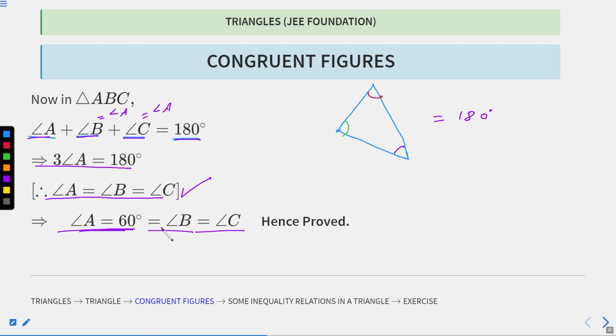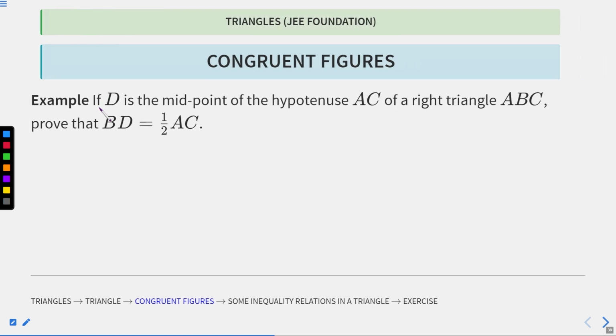Let's move next. Here, D is the midpoint of hypotenuse AC. If you draw a right angle triangle, say this, here is my right angle triangle A, B, C, and D is the midpoint of AC. Here is my D, and from this I can say the length of AD must be equal to the length of DC. I hope this is clear, because D is my midpoint, so AD is equal to DC.